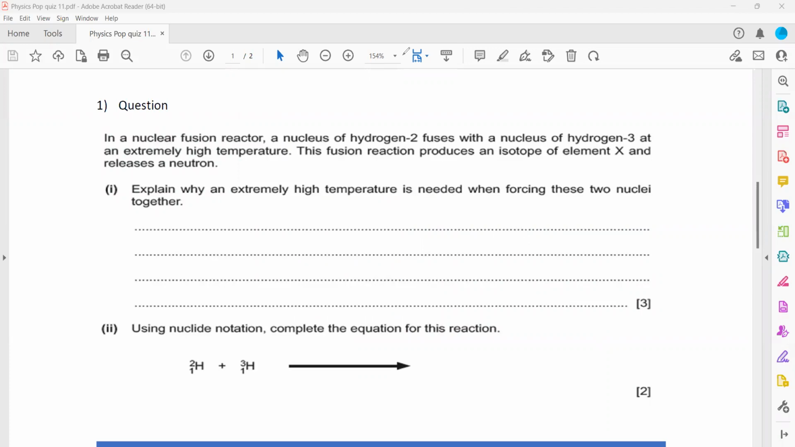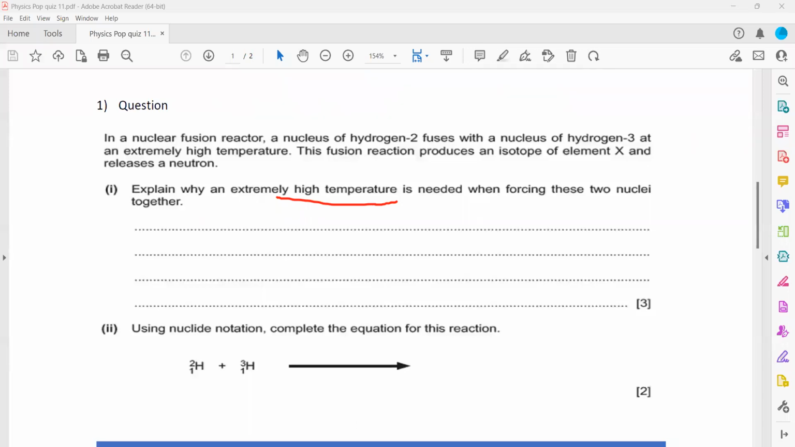But this fusion reaction produces an isotope of element X and releases a neutron as well. Explain why a very high temperature is needed when forcing the two nuclei together. So what is the reason why we need a very high temperature to fuse the two nuclei?